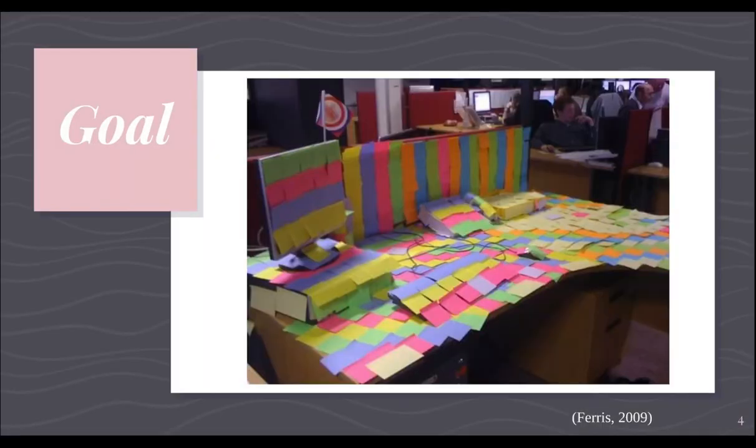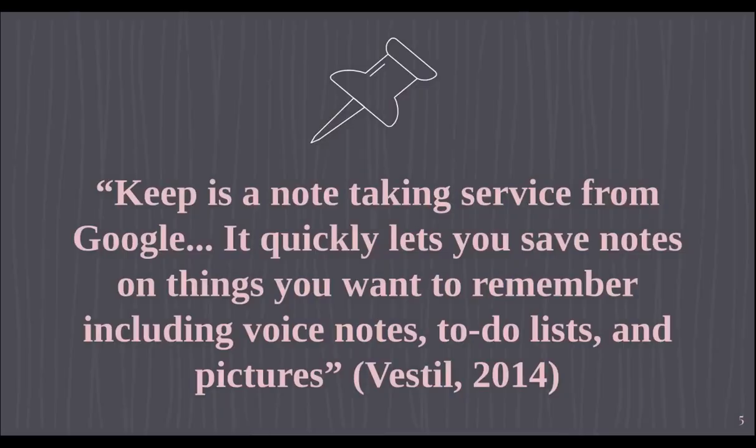So the goal is to take our lives from millions of post-its that we put all over our computer and our desk to help remind us of things and to-do lists, down to a digital place where we can put all these things and stay organized and access them from everywhere. Keep is a note-taking service from Google. It quickly lets you save notes on things you want to remember, including voice notes, to-do lists, and pictures.